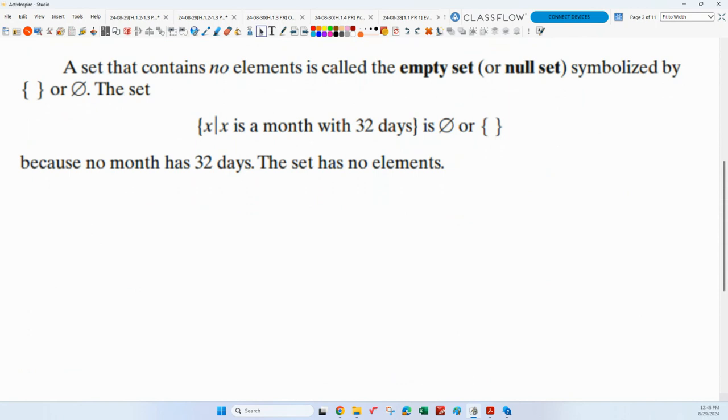We could also use this symbol. It looks like a circle with a slash through it. That also means the empty set. Okay, both mean the same thing. Here's an example of a set that is the empty set. The set of all x such that x is a month with 32 days. Think about the calendar. How many months are there with 32 days? None, right? So that is equal to the empty set. There aren't any, okay?